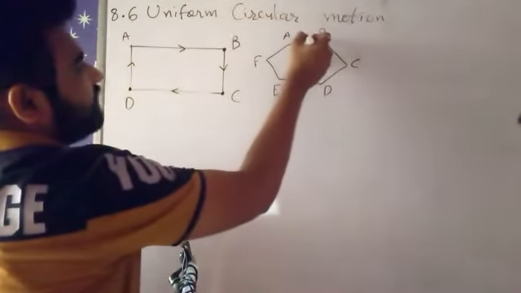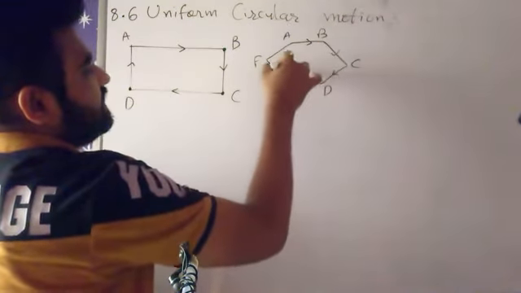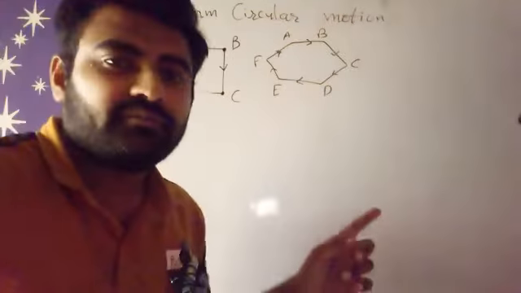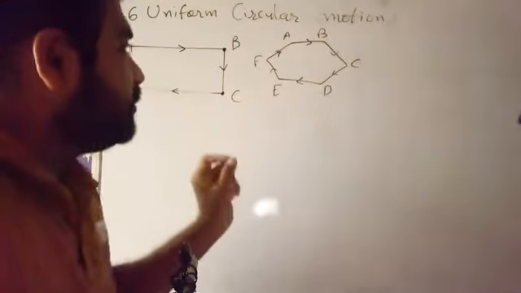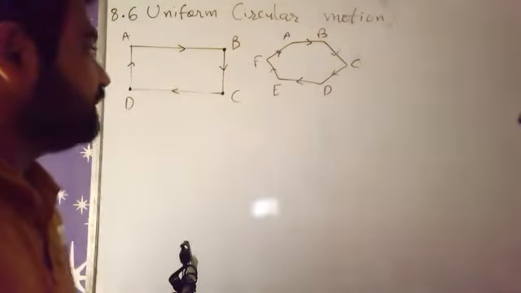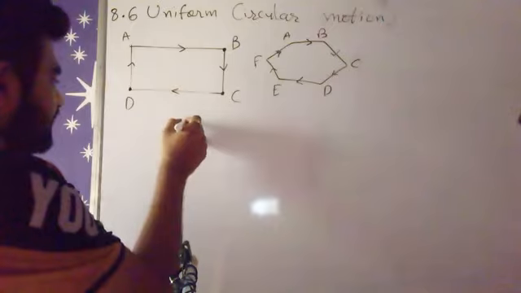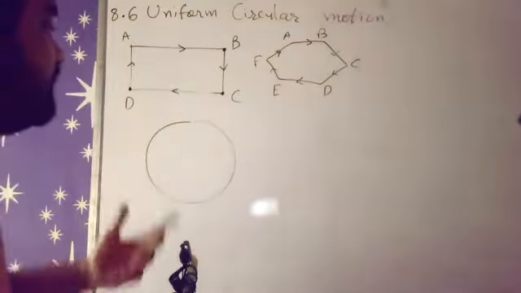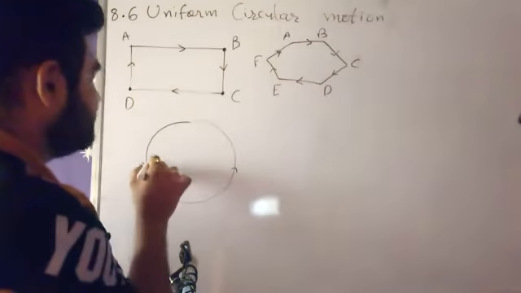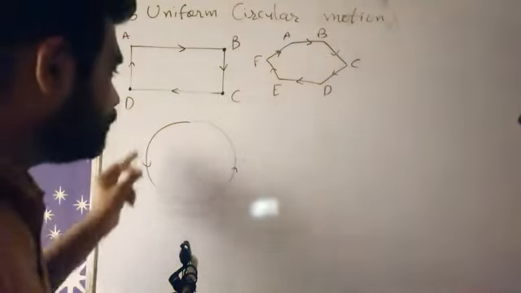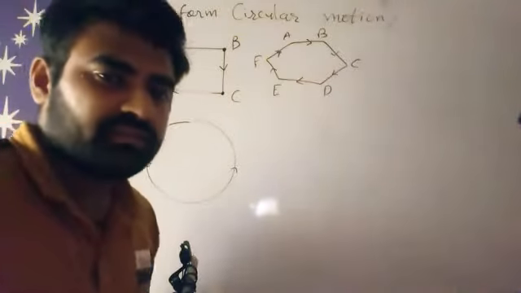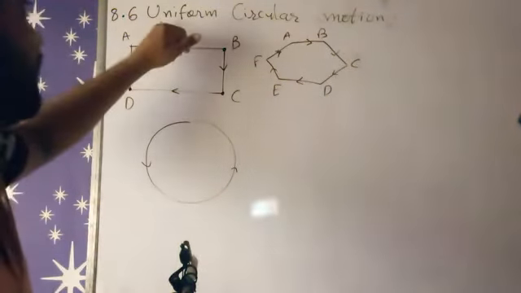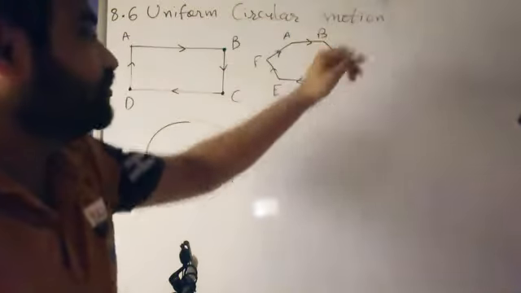When we are moving from A to B, C, D, E and F, and then back to A, at every vertex we have some change in the magnitude of speed. But if an object is moving circularly, its velocity is changing, meaning its direction is continuously changing, but its magnitude can remain constant. So we have the same magnitude. That's why we call it uniform circular motion.